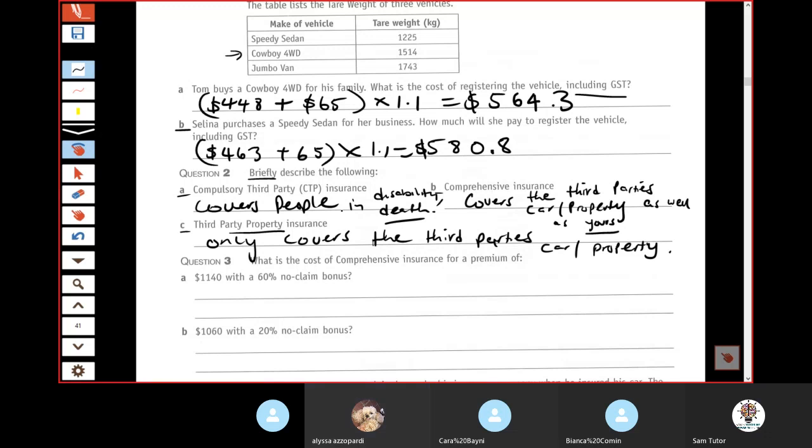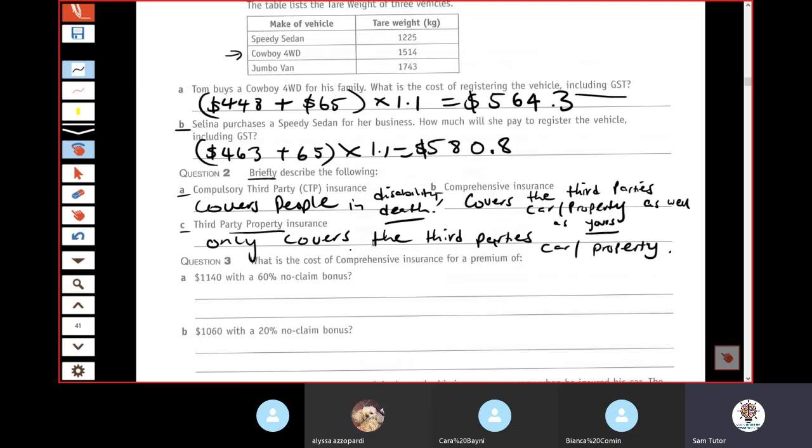So third-party insurance or CTP insurance covers people in case you hit someone and you kill them, or they become permanently disabled, or they're not able to walk, or they're not able to ride, or they're not able to continue the exact same way they were before that accident. That covers you in that event. And that's compulsory, so you can't drive a car without it. You can't even register your car without it.